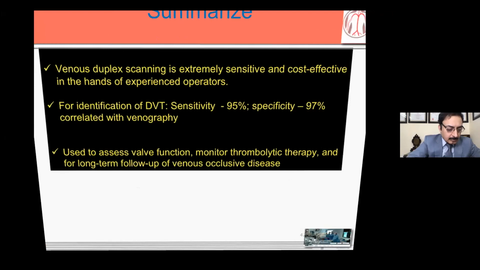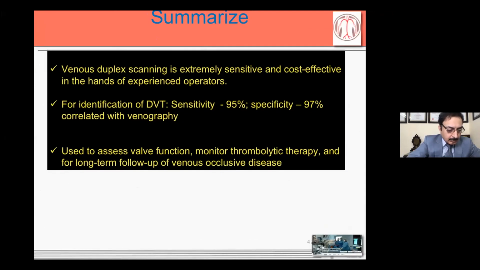Venous duplex scanning is extremely sensitive and cost effective in the hands of experienced operators. For identification of DVT, sensitivity is pretty high if done properly. It is used to assess valve function, monitor thrombolytic therapy, and for long-term follow-up.